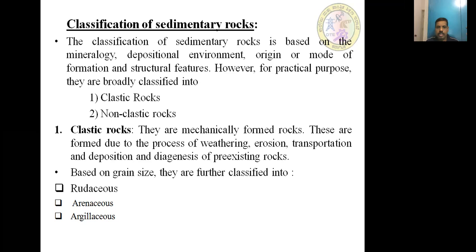Coming to clastic rocks. These are the rocks which are formed by mechanical action. That is, they are mechanically formed rocks. These are formed due to the process of weathering, erosion, transportation, deposition and diagenesis of pre-existing rocks. Clastic means fragments. These fragments are deposited and formed. That is called clastic rocks. Based on the grain size, they are further classified into rudaceous, arenaceous, and argillaceous.